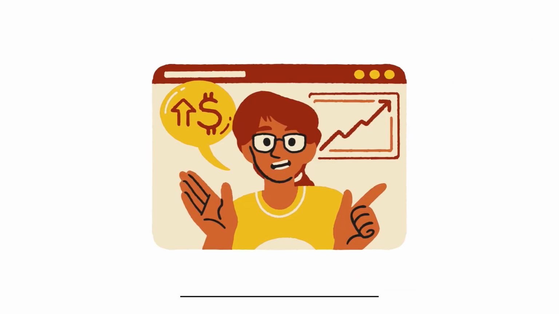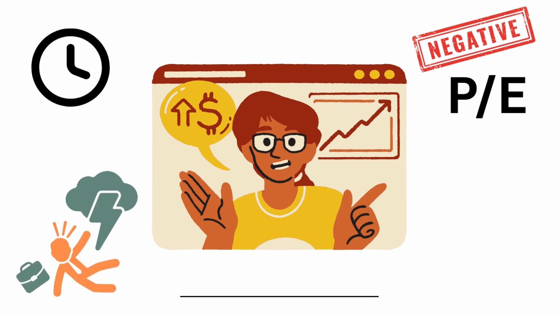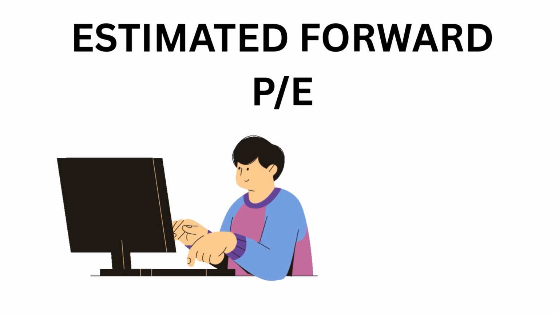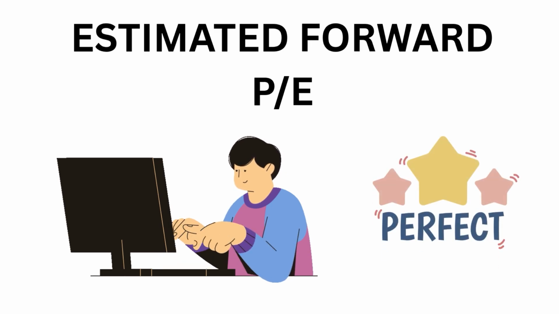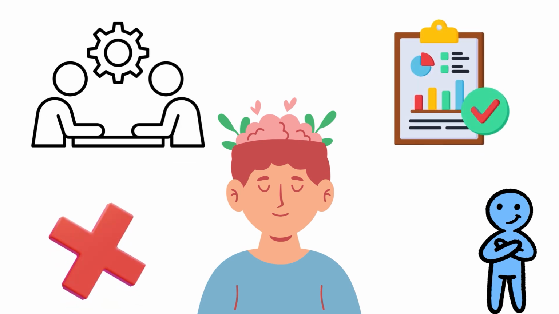If a stock has a blank or negative PE, as sometimes happens when a company has a rough year or is temporarily unprofitable, using the estimated forward PE is a perfectly reasonable approach. Just make sure you are aware that you are working with projections, not confirmed results.